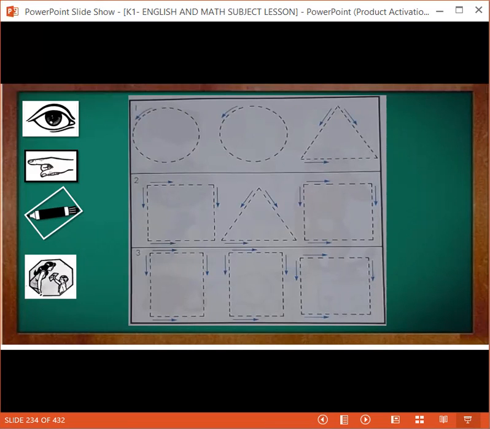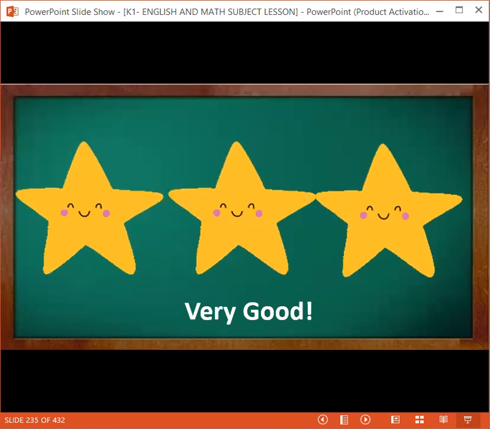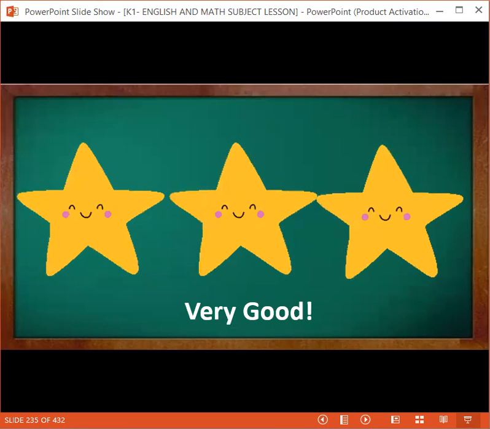Okay, next one, if you are done tracing using your pointer fingers, I want you to trace it using your pencil. Kindly trace the broken lines here on the shapes using your pencil. So let's end here, kids. Okay, because you are done here, this is for you, a very good star.